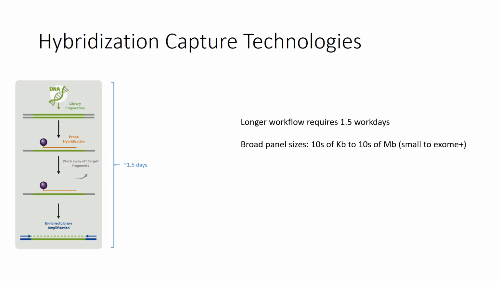It's still not terrible, but it's not a one-day workflow. It offers broad panel sizes. This ranges in tens of KB to tens of megabases. So I view this as small targets to exome and larger than exome targets. And it offers best-in-class enrichment performance. So when people use hybridization-based capture, they expect to have really good performance because typically it gives very good performance.